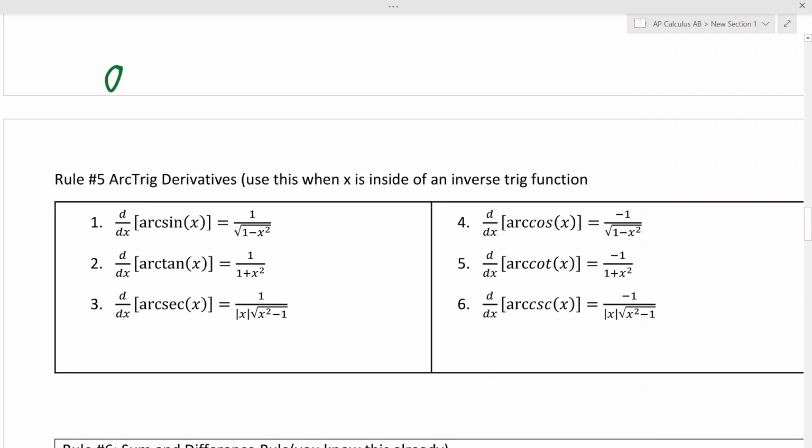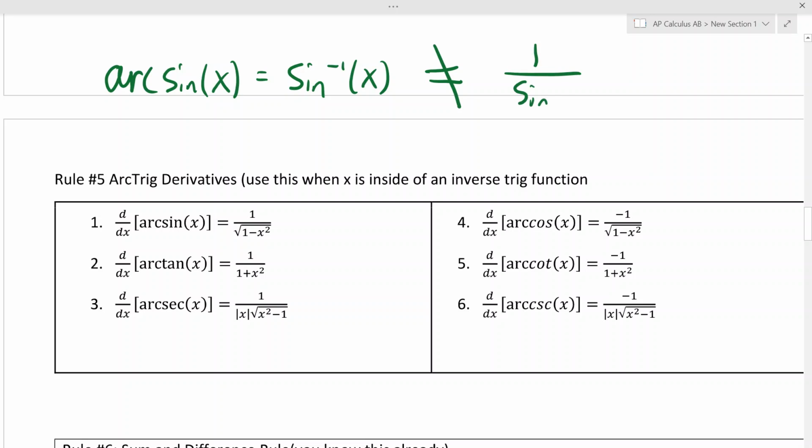Okay, so this is not about the derivatives. This is just about this function. Arc sine is sometimes written as sine inverse, like that. Here's what I want you to know. Sine with a little negative 1 does not mean 1 over sine x, okay?